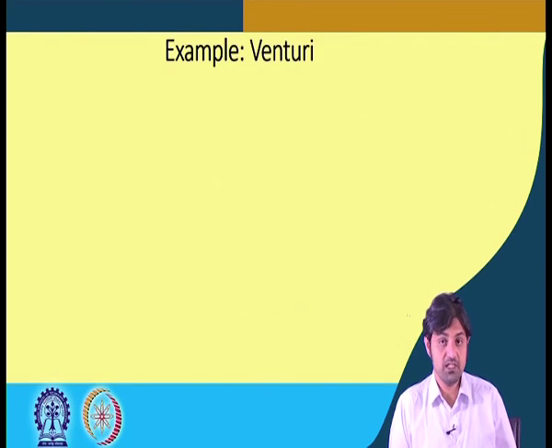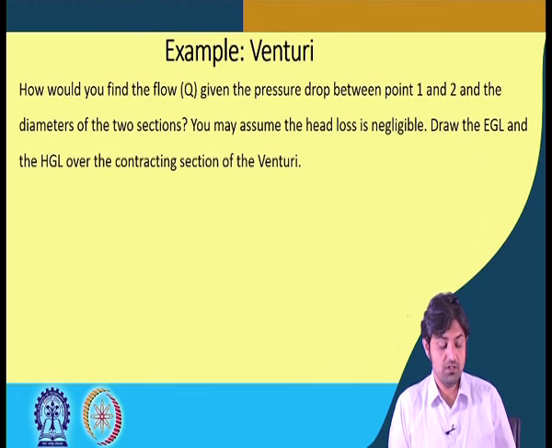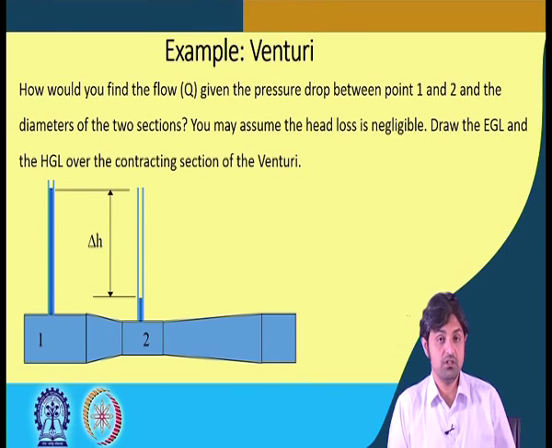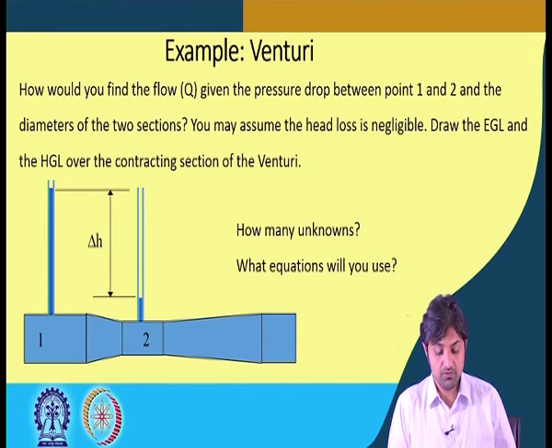One of the examples, as I said, we had not seen was Venturi meter. How would you find the flow Q given the pressure drop between point 1 and 2 and the diameters of the two sections? You may assume the head loss is negligible. Draw the EGL and HGL over the contracting section of the Venturi meter. So, this is the Venturi meter. The water will rise depending upon the pressure. How many unknowns? What equations are we going to use? Those are the questions.